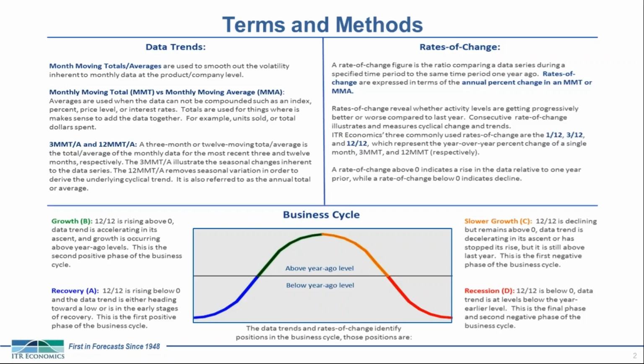Once that 12-12 peaks, we transition over to the yellow segment of the sine curve, or phase C, slower growth. This is still a positive aspect of the business cycle because we are seeing year-over-year growth and things are getting progressively better compared to the year before on a month-over-month basis. However, we consider this the cautionary phase of the business cycle because that pace of growth is slowing and the 12-12 is moving down towards the zero line. This is when you run the risk of falling into phase D, recession.